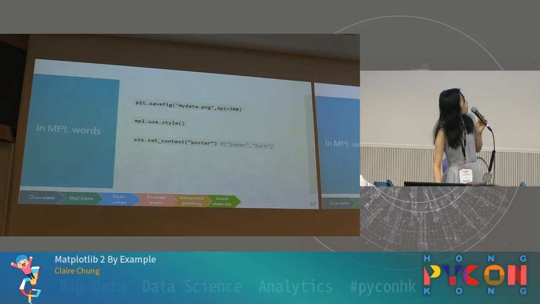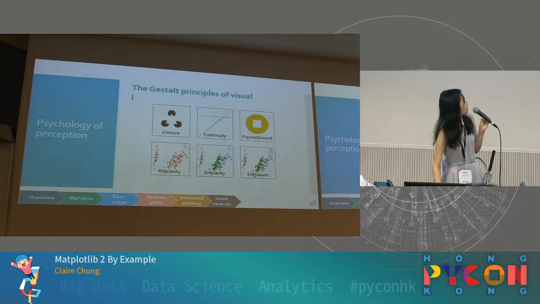And yeah, in Matplotlib, sometimes you can get it more easily for the poster or talk. And here's some psychology behind that. The continuity: if we set two colors the same and the lines are actually not the same, that is why we want to use different colors, because we intuitively join the closest dots together.